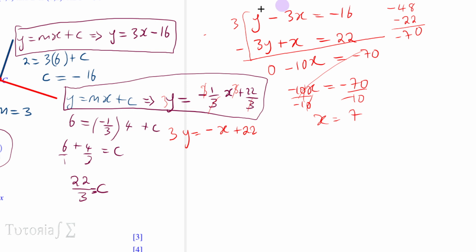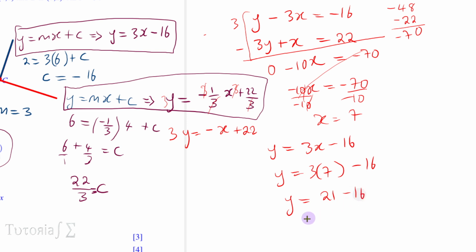Then we can replace in one of these equations here, or the original equation, to find our y. So we have y is equal to 3x minus 16. Where there is x, we put in 7, so y will be equal to 3 times 7 minus 16. So what is 3 times 7? That will be 21. So this will be 21 minus 16, meaning that our y is equal to 5.